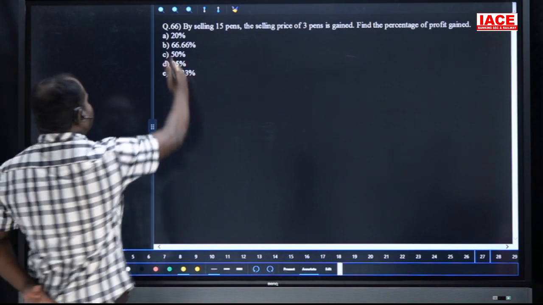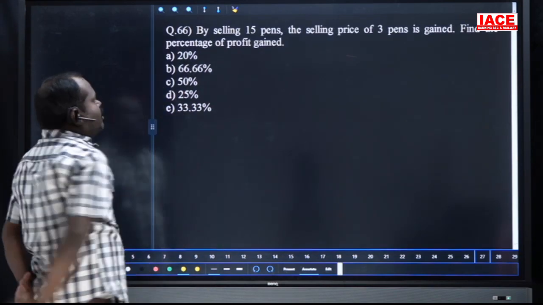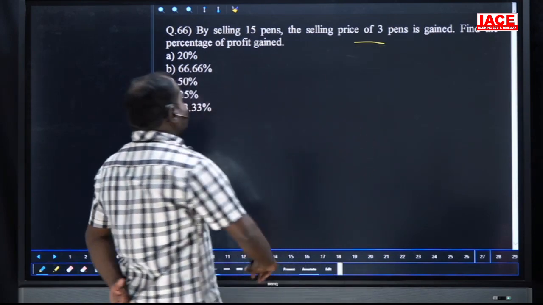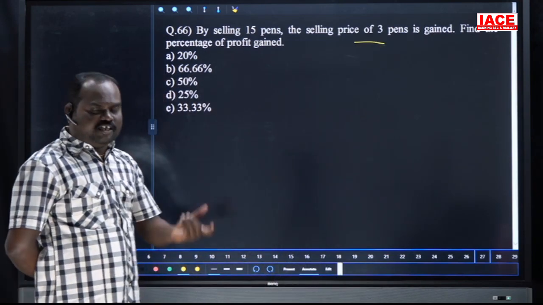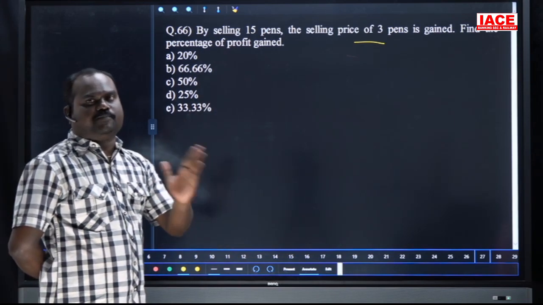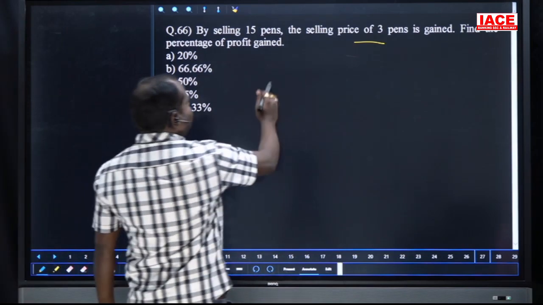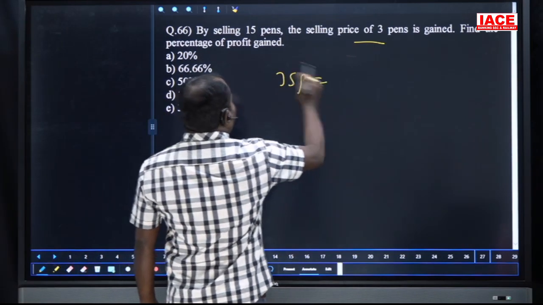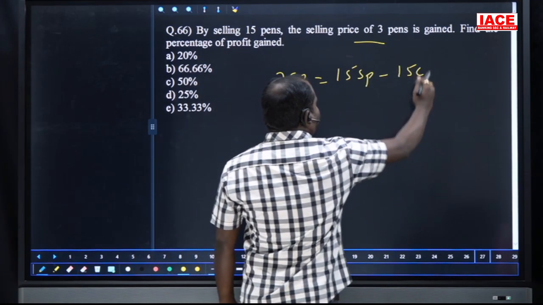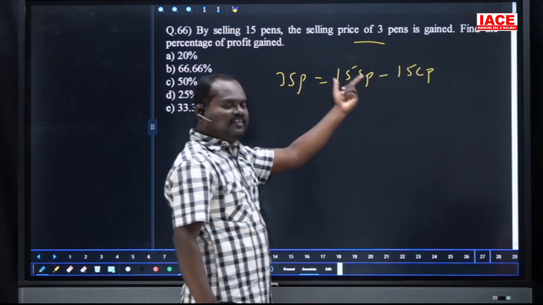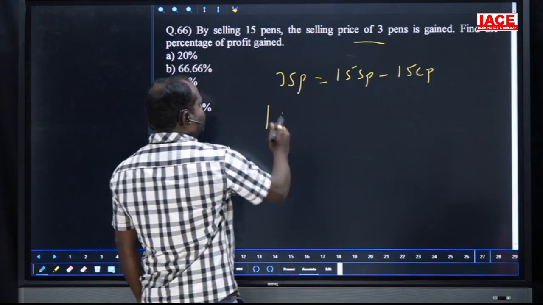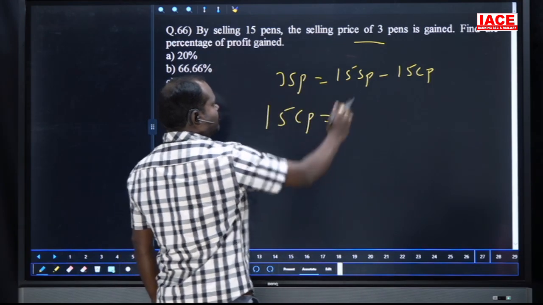Question 66. By selling 15 pens, the selling price of 3 pens is gained. Find the percentage of profit gained. So when 15 pens are sold, the profit is the selling price of 3 pens. Generally, profit is the formula selling price minus cost price. Profit is 3 selling price. How many did we sell? 15. So 15 SP minus 15 CP. In this business, buying 15 and selling 15, the profit is 3 SP. So 15 CP is equal to 15 minus 3, 12 SP.